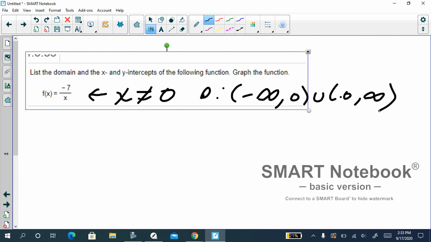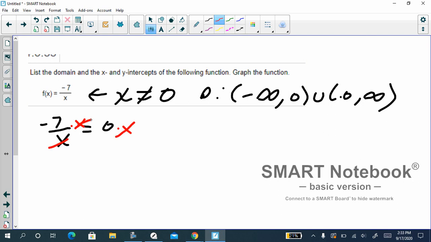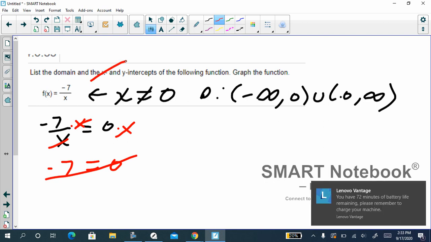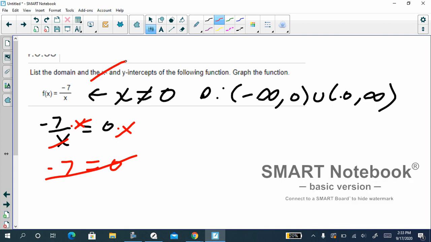If we look at the x and the y-intercepts, the x-intercepts occur when our function is equal to 0. Notice if we multiply both sides by x, we get -7 on the left, 0 on the right, which can't happen. Which means for this one, there are no x-intercepts. Remember, x-intercepts occur where y equals 0. Well, y can't be 0, or our function can't be 0 here.